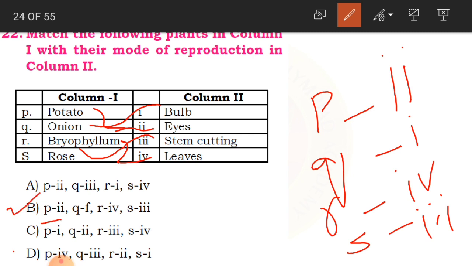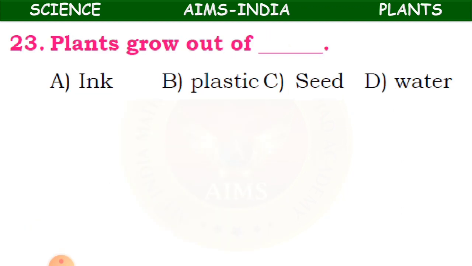See, P is for 2, Q is for 1, R is for 4 and S is for the third one, 3. Okay, children, so B option is the correct answer for this. Now we'll go to the 23rd question.